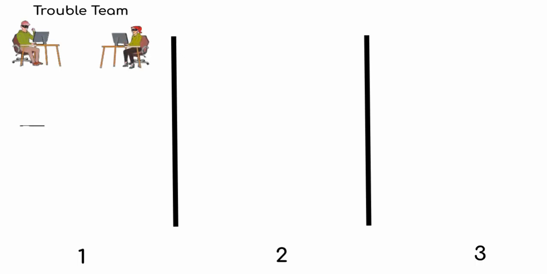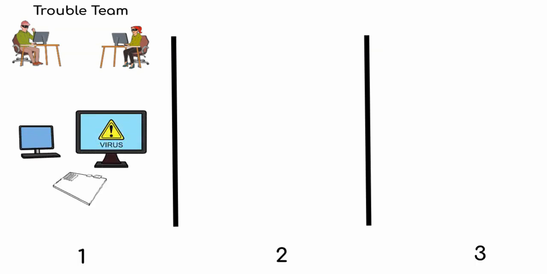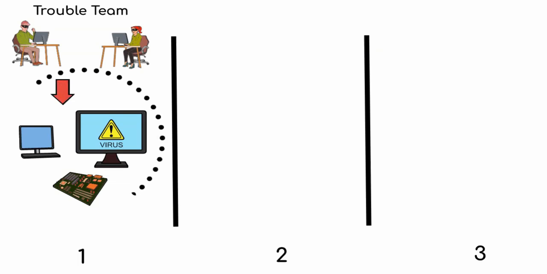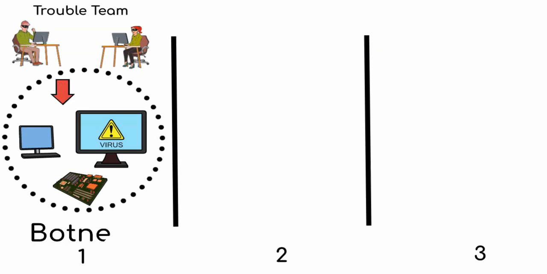DDoS can work in different ways, but it can be summarized in 3 basic steps. First, there's a trouble team. These are the bad guys forming a team of super fast robots, not the friendly kind, who listen to their commands. In reality, these are the bad actors creating a network of zombie computers and devices, often referred to as botnets.